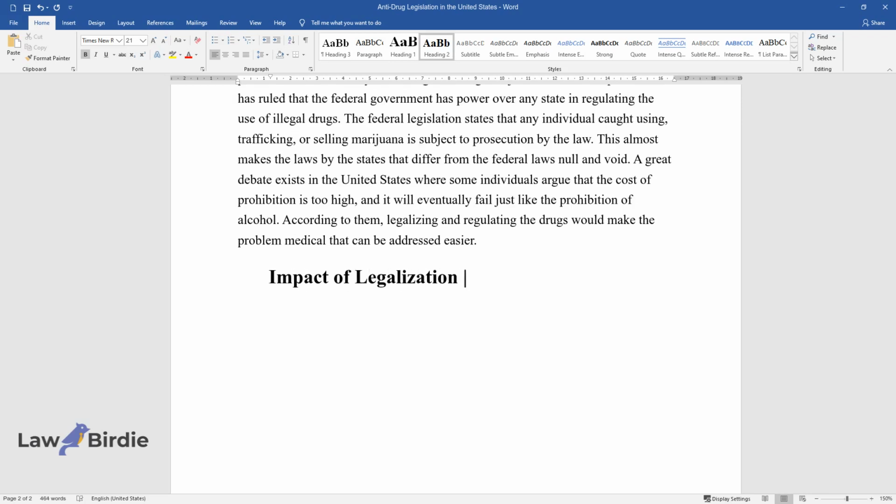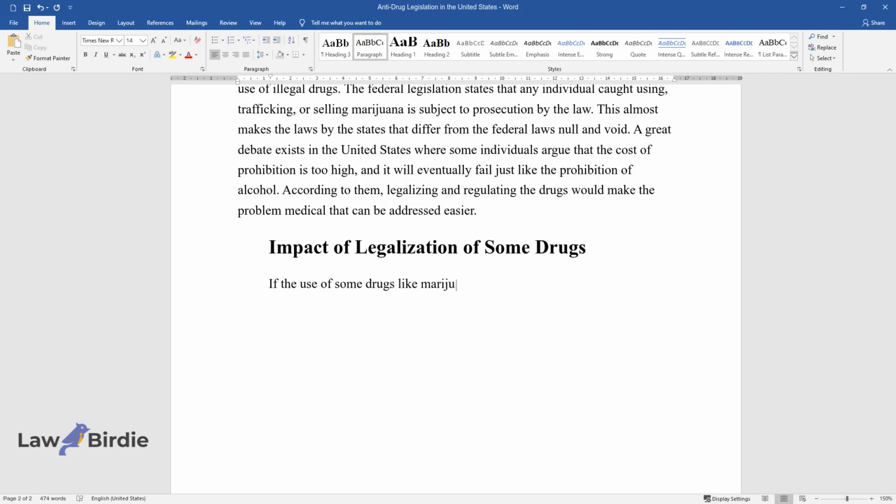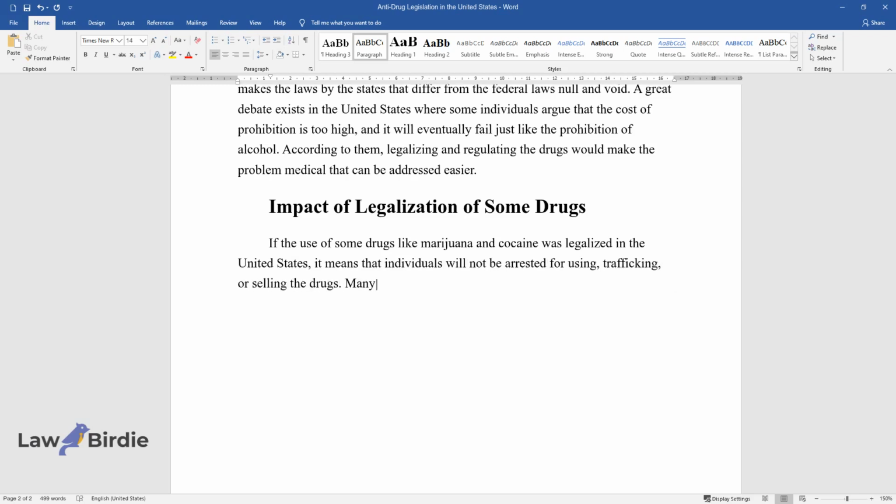Impact of legalization of some drugs. If the use of some drugs like marijuana and cocaine was legalized in the United States, it means that individuals will not be arrested for using, trafficking, or selling the drugs.